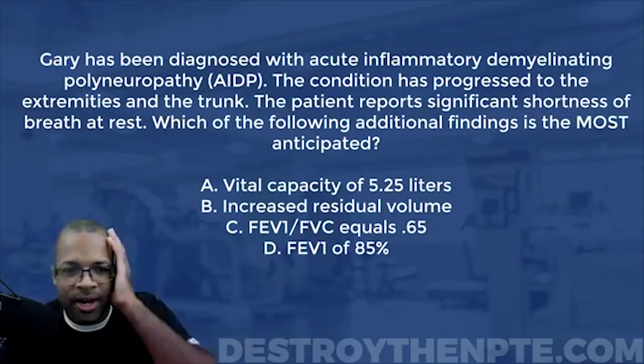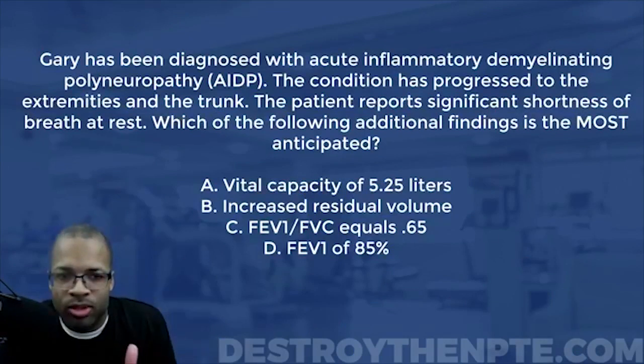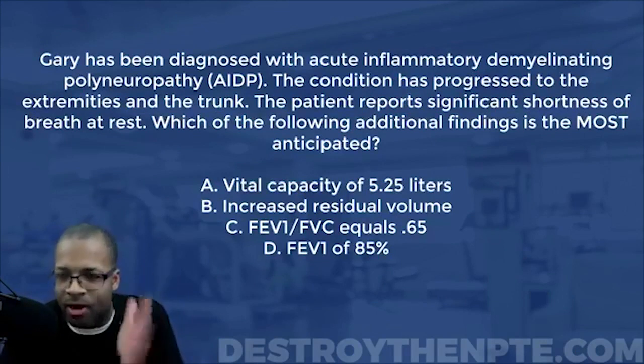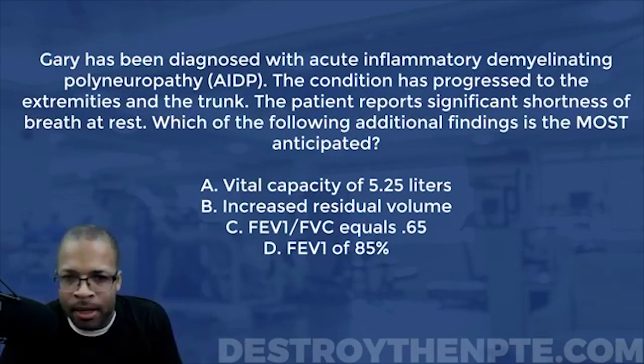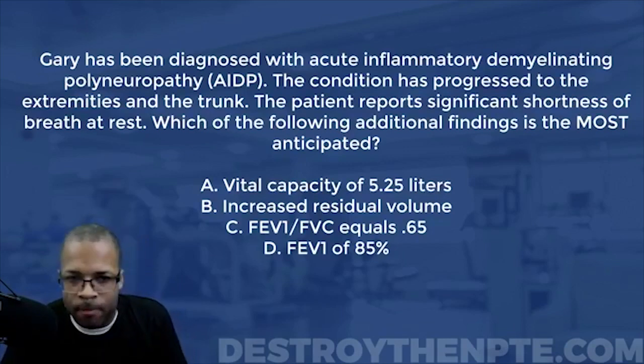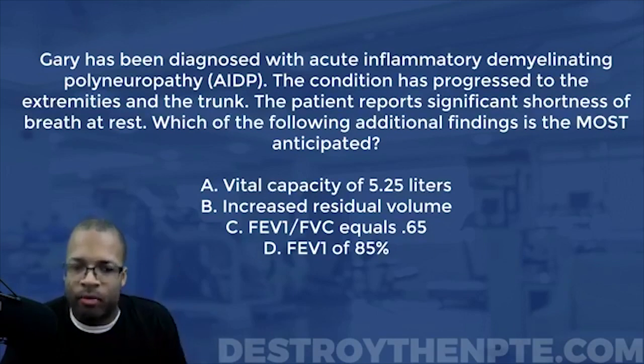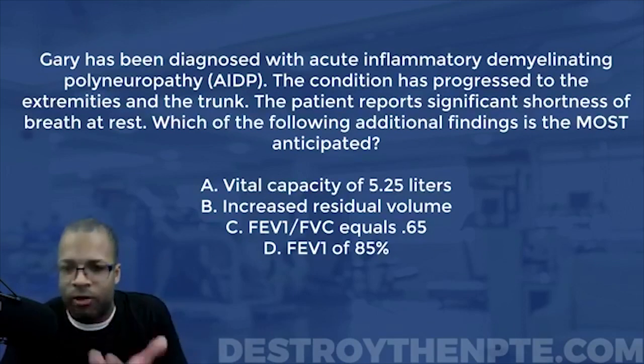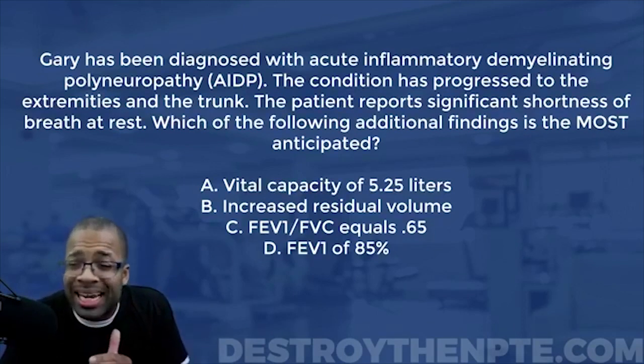All right, so Gary has been diagnosed with acute inflammatory demyelinating polyneuropathy, or AIDP. The condition has progressed to the extremities and the trunk. The patient reports significant shortness of breath at rest. Which of the following additional findings is the most anticipated?